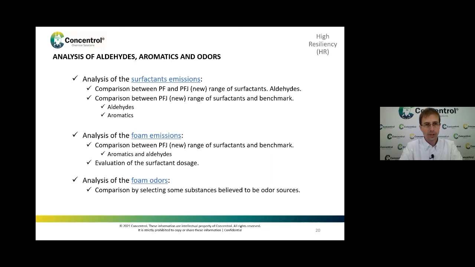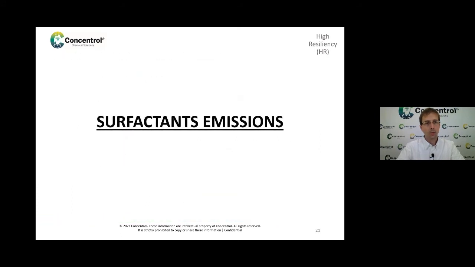So we will first see some analysis of the emissions, doing the analysis directly on the surfactant. Then we will see the results of the analysis when we are doing the analysis directly on the foam. And finally, we will present some results regarding the foam odor from a final foam. So we will now present the analytical data concerning the emissions, measured directly on the surfactant.